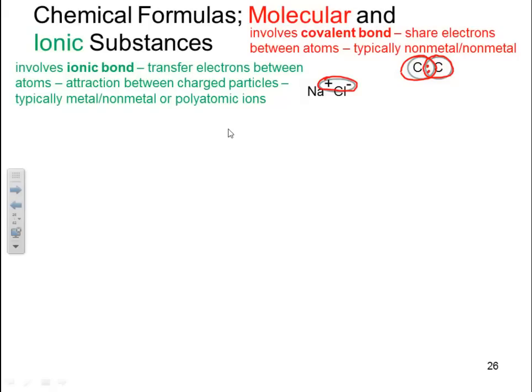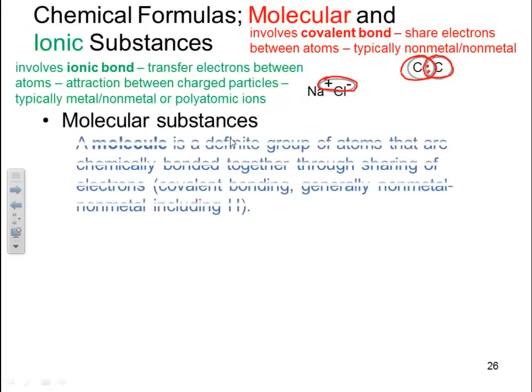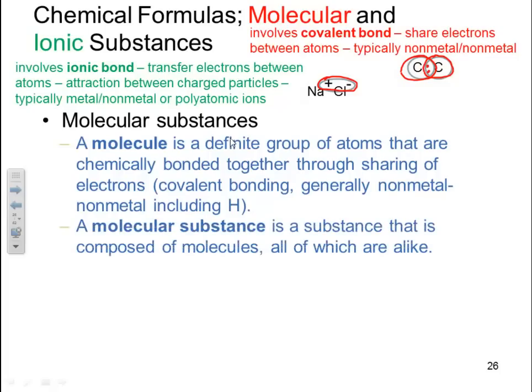We have different terminologies as we talk about things that are molecular versus ionic. Let's talk about molecular first. A molecule is a definite group of atoms that are chemically bonded together through sharing of electrons, covalent bonding, generally a nonmetal, including hydrogen. We refer to these substances as molecular substances. It is a substance that is composed of molecules, all of which are alike. It takes billions of molecules of a species to make up that species that we see.